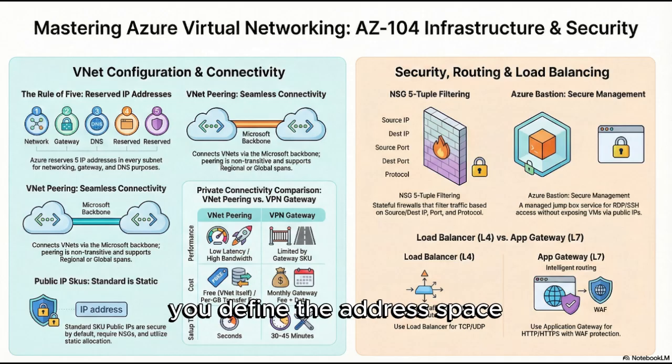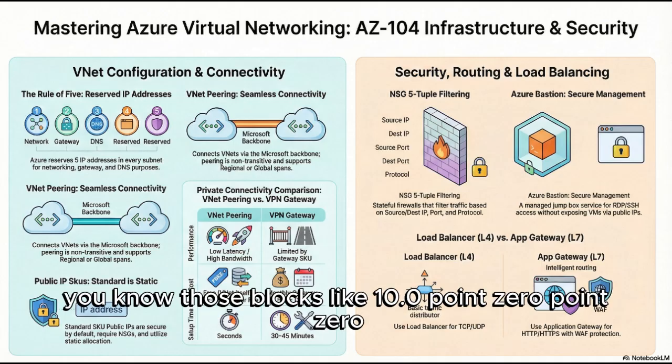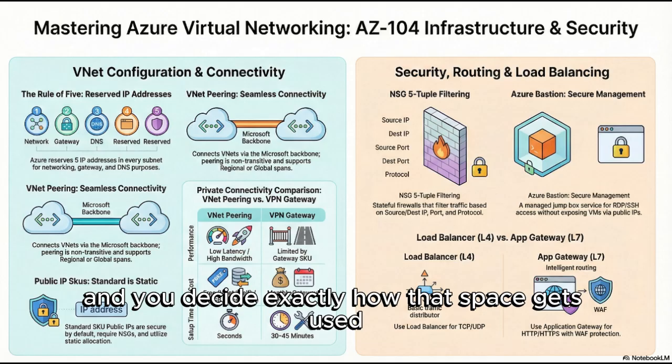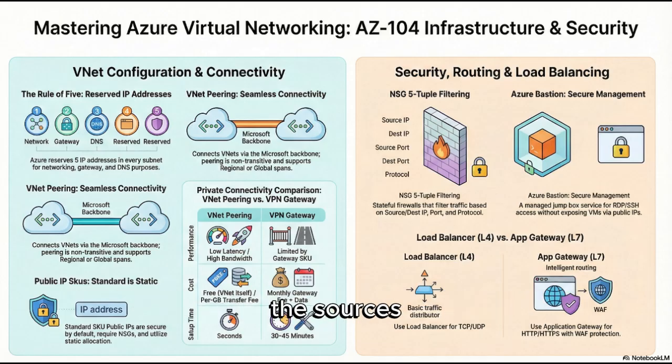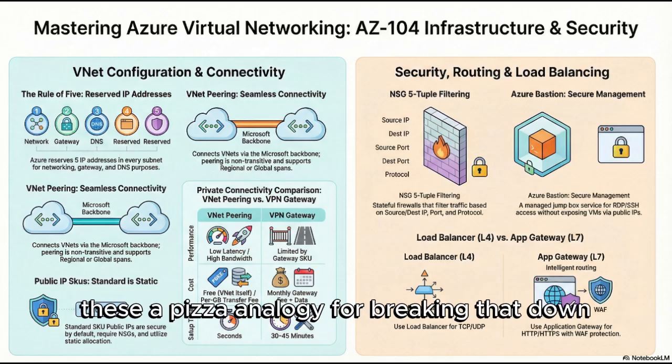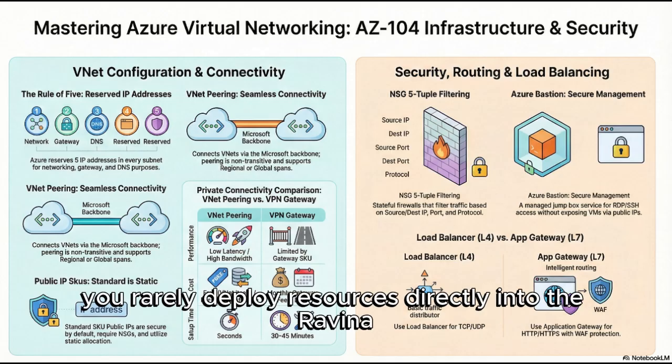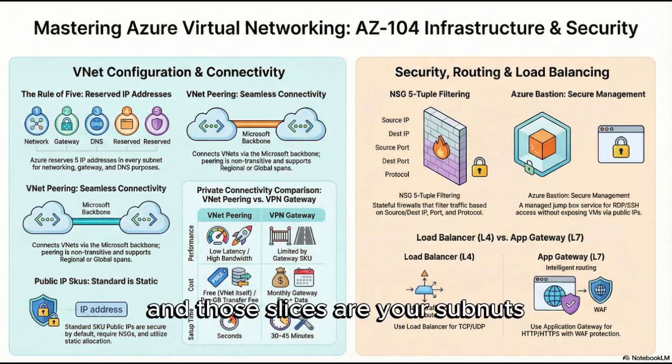You define the address space, usually with CIDR notation, those blocks like 10.0.0.0/16, and you decide exactly how that space gets used. You mentioned the address space. The sources use a pizza analogy for breaking that down. It's a classic because it works. The VNet is the whole pizza, but you rarely deploy resources directly into the raw VNet. You have to slice it up, and those slices are your subnets.